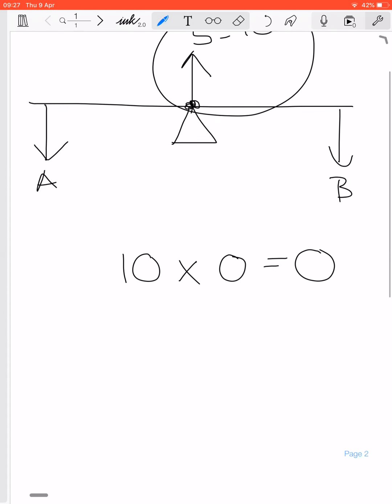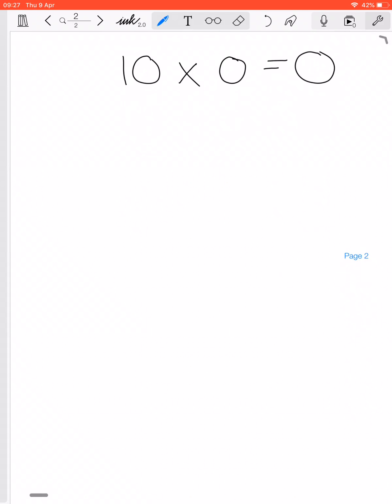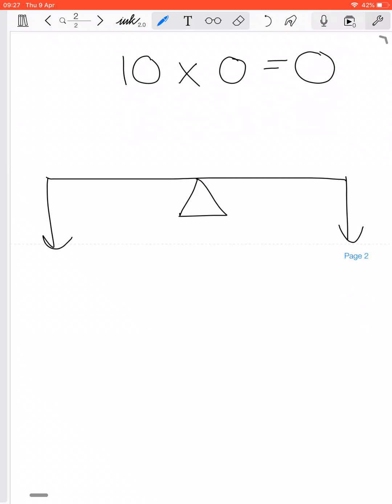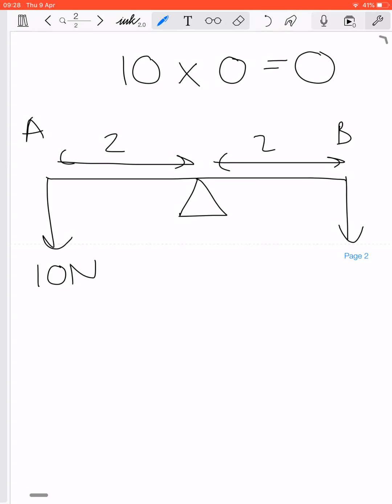So if we go back to our seesaw here, now let's draw our pivot in the middle. We've got a force here and we've got a force here. Now let's say that to A it is 2 meters and to B is also 2 meters. Let's say that A weighs 10 newtons. And B is what we don't know, so I'm just going to put F because we don't know what it is. And then in the middle, we do have a support.